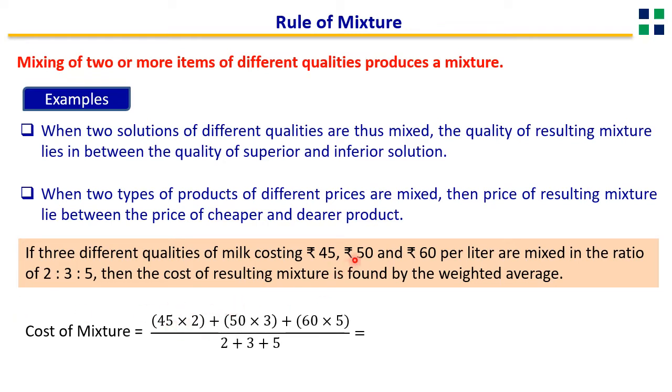The second quality of milk costs 50 rupees and it is taken three parts. So I will write 50 into 3. And the third costs 60 rupees per liter and it is taken five parts. So I will write 60 into 5. To take the average, I will divide by 2 plus 3 plus 5, which will give me the cost of the mixture as rupees 54.